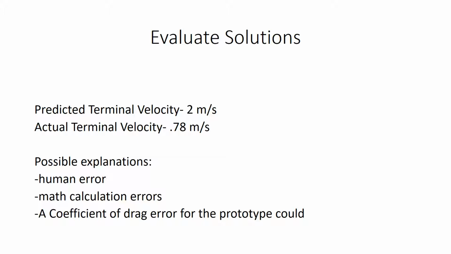So possible explanations: human error. I did have some math calculation errors that I found later. And I think the coefficient of drag error for the prototype is probably part of the problem. So that concludes my presentation on my engineering design project of parachute.